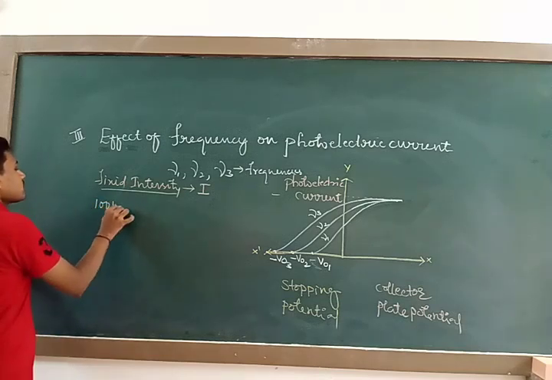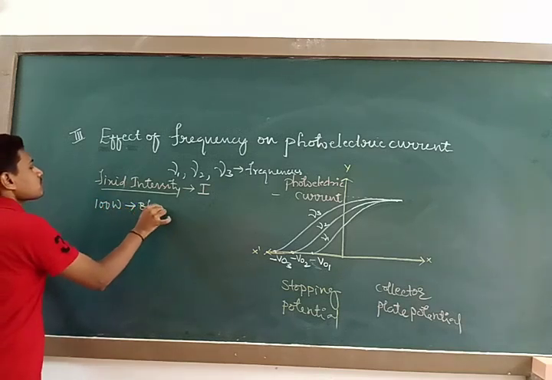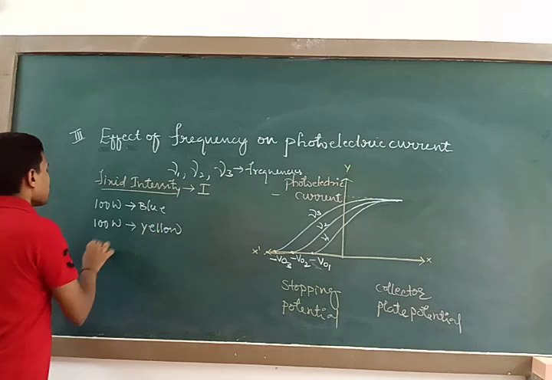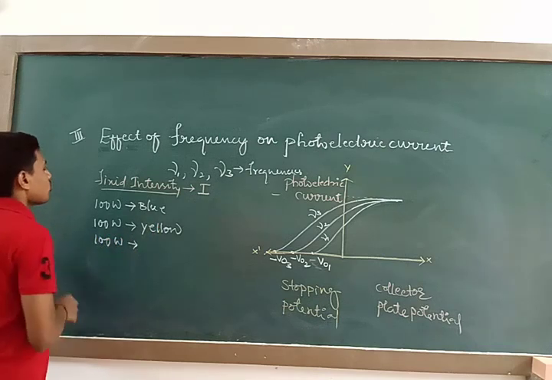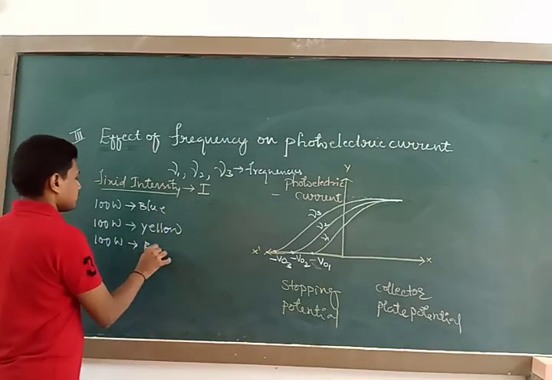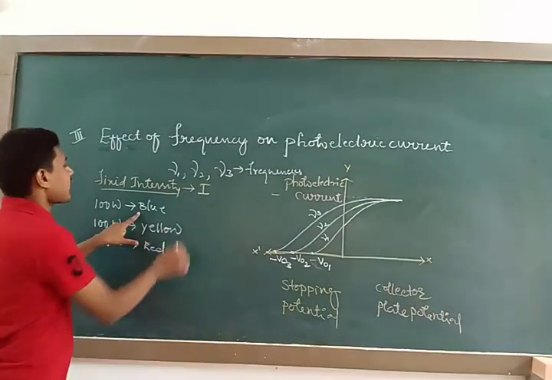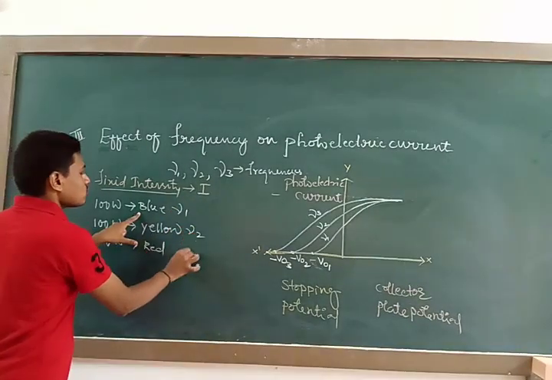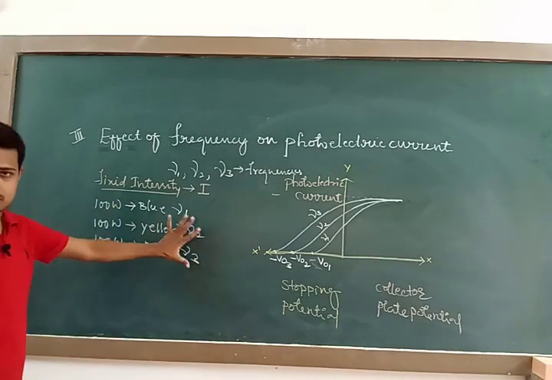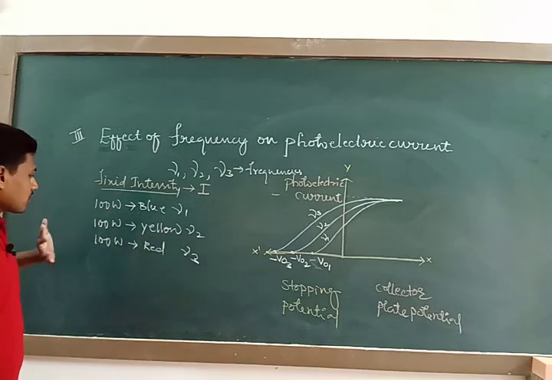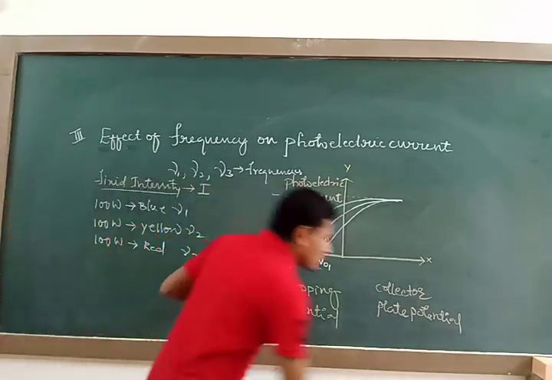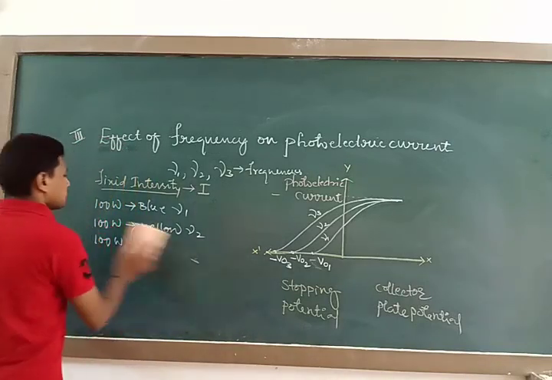a source of 100 watt of blue color, a source of 100 watt of yellow color, a source of 100 watt of, say, red color. Source means light source. It means they have frequencies nu1, nu2, nu3, you think. So now 100 watt, 100 watt, 100 watt. This is simply, generally I am telling you. Its meaning is what? Intensity remains fixed here, but frequency is changing.